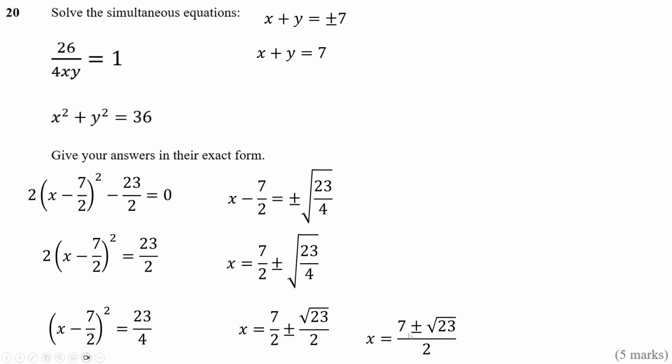But anyways, we've got the two solutions for x. We have the positive solution, and then we have the negative solution. Rearrange this for y, so we have y equals 7 minus x. And then just plug in, first of all, the positive solution.